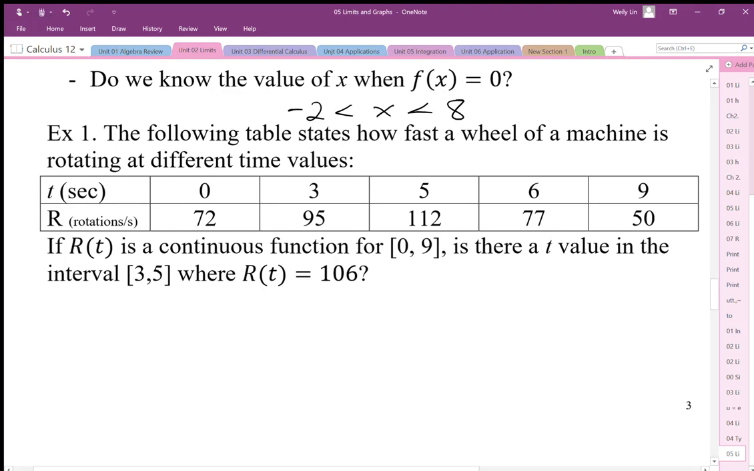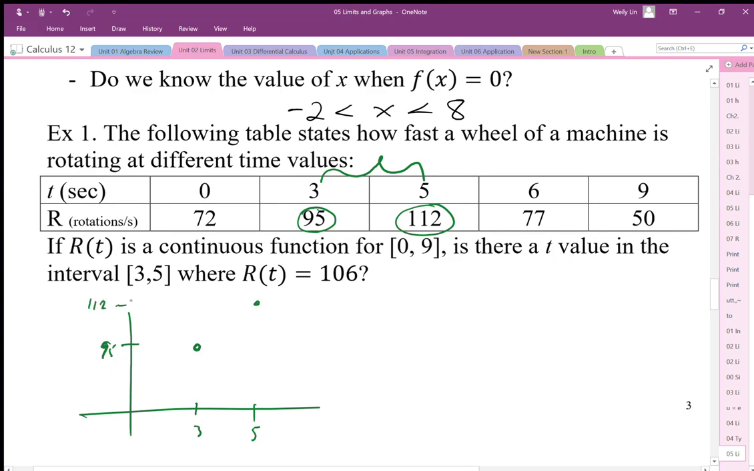Well, this must be true because in this interval, we know that we have a low point of 95 and a high point of 112. So if I sketch this in, that's between 3 and 5. I should maybe make my scale a little bit more accurate. I have 95 rotations per second, and I have 112 rotations per second up here. And I don't know what's going on. We just know it's continuous.